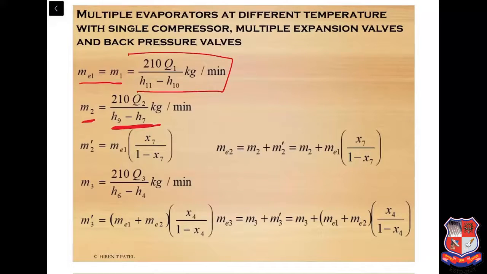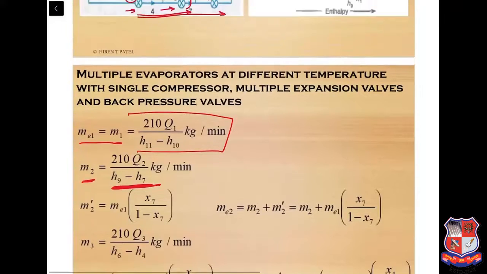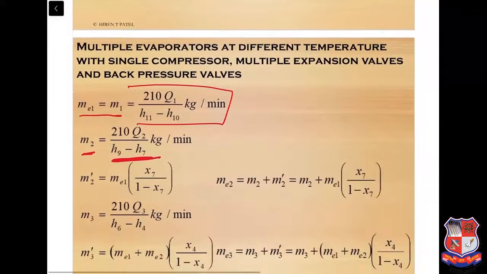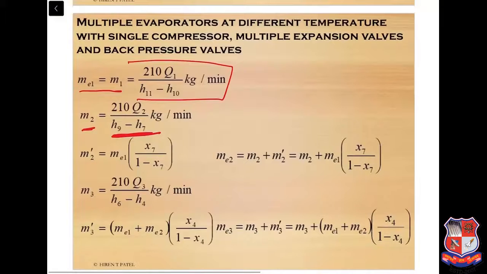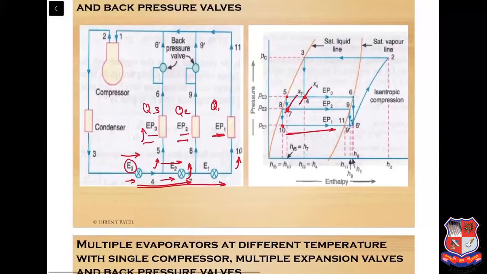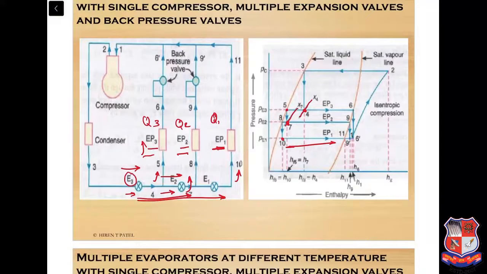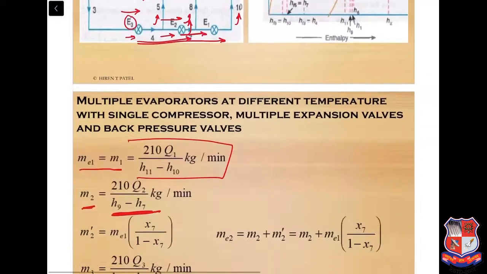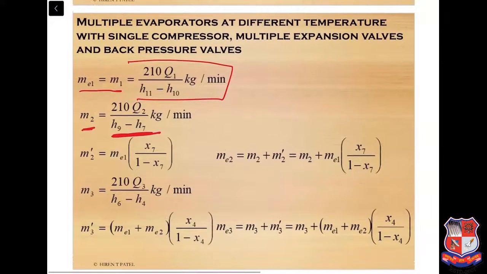But in this, what happens is that this evaporator is also supplied with the vapor formed during the expansion of the mass that is forwarded to E1. So that vapor also goes inside the second evaporator. So the mass of that vapor is calculated by M2 dash.